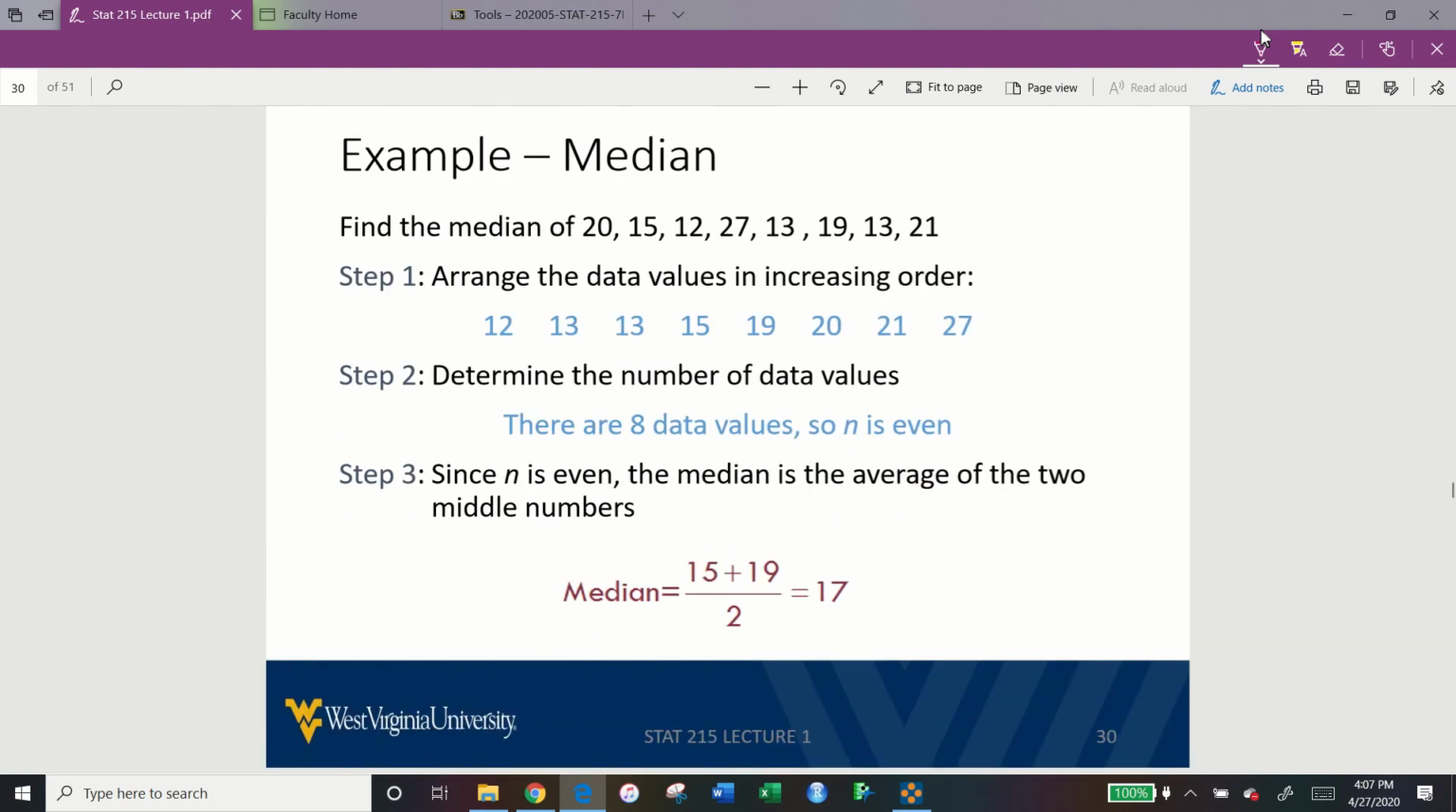Find the median of 20, 15, 12, 27, 13, 19, 13, and 21. Once again, we will arrange these values in order: 12, 13, 13, 15, 19, 20, 21, 27. After a quick count, we can determine that there are 8 data values, so 8 is even. Since n is even, the median is the average of the 2 middle numbers. So our 2 middle numbers are 15 and 19. Add them together, divide by 2, we get our median. Sometimes the old school way is the best way.